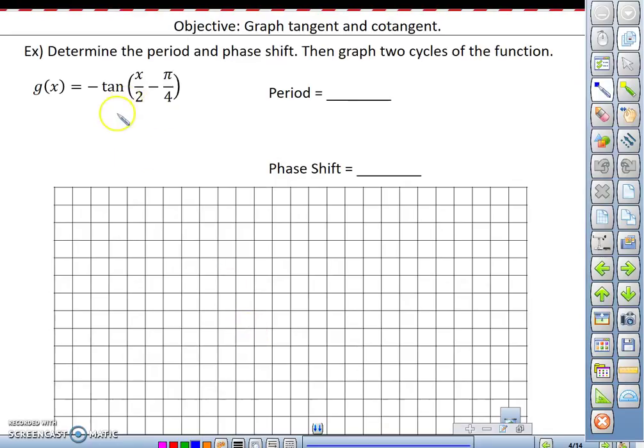So example number 5 here is another tangent function. Here we have a negative in front, which we know means negative 1. So that negative 1 value for A means that we now have an x-axis reflection. So the y values of positive 1 become negative 1, and the y values of negative 1 become positive 1.